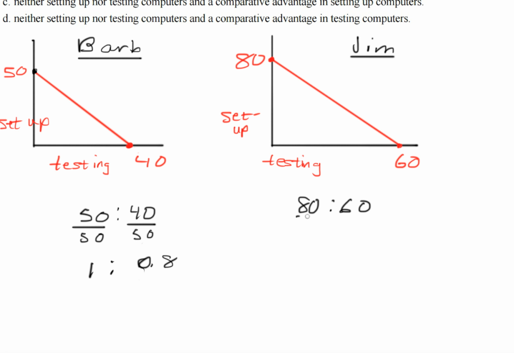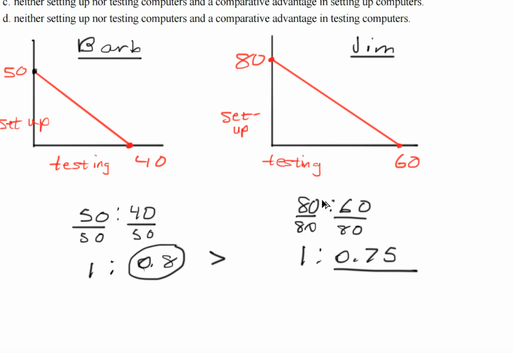Over here we'll divide by 80, and this will give us 1, and this will give us 0.75. Now, to determine who has the comparative advantage for testing computers, whichever number we found to be greater, that's the person who has the comparative advantage. So this number is greater than that. So Barb has a comparative advantage for testing computers.